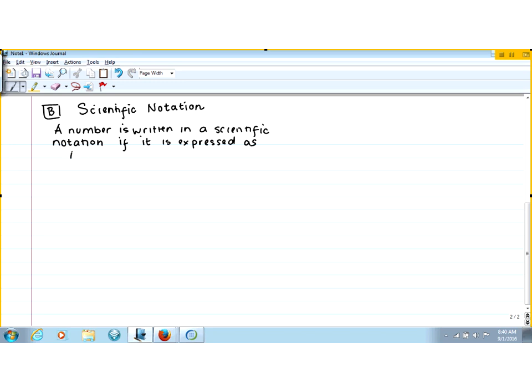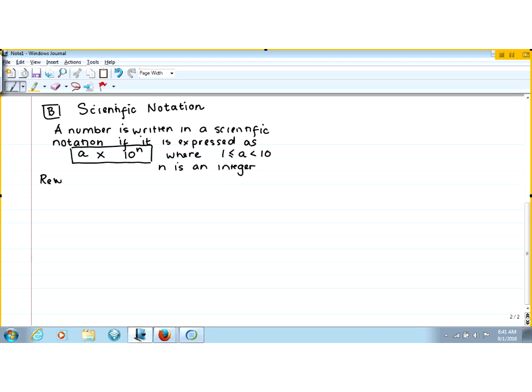Expressed as A times 10 to the n, where A has to be between 1 and 10, and n is an integer. All right. Good.